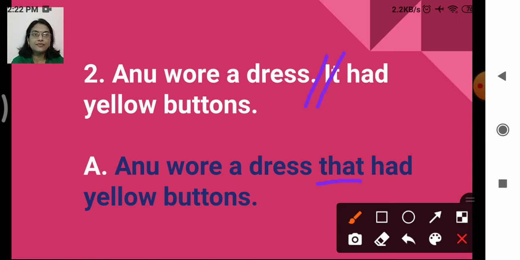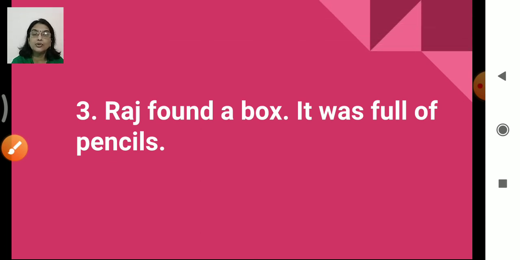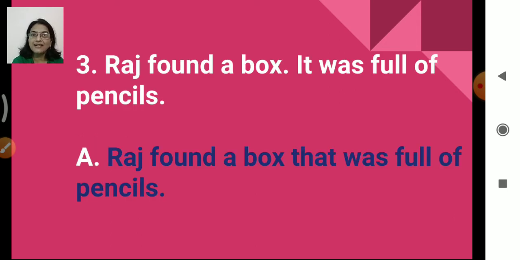Clear now? Okay. Now the same thing we are supposed to do in the rest of the exercise too. Raj found a box. It was full of pencils. Now "it" means what? Box. So we have to remove "it" and add "that". So our answer is: Raj found a box that was full of pencils. Clear, children?